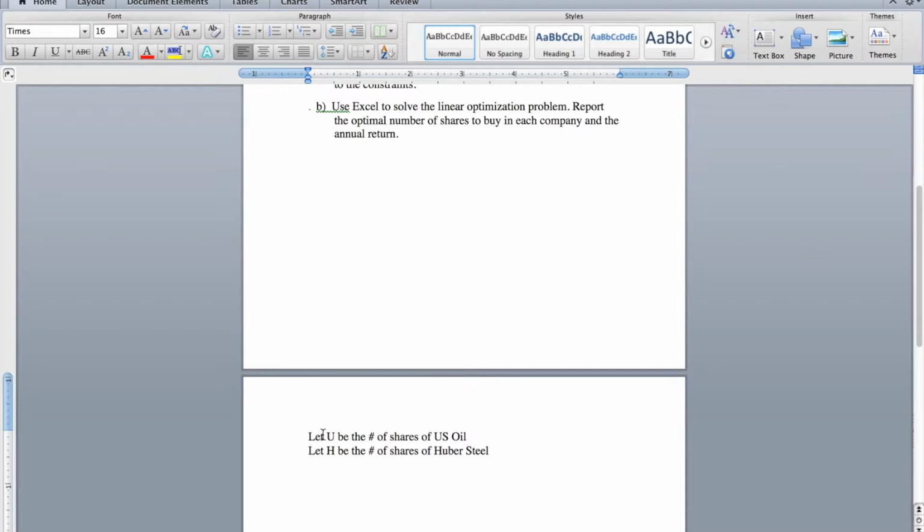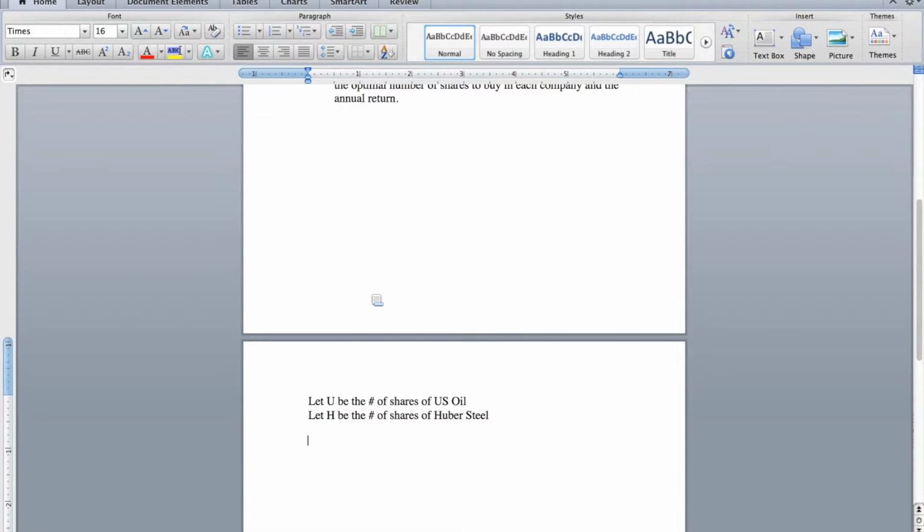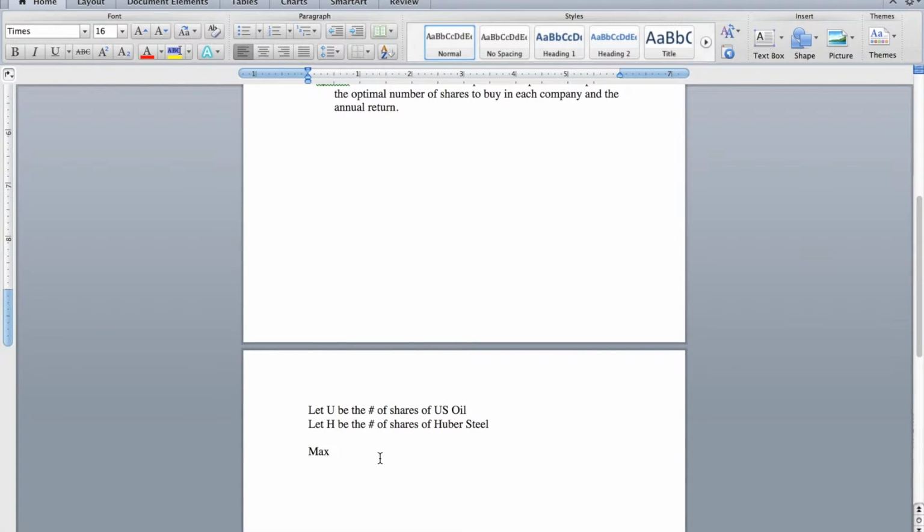And so for our objective function, we're going to find what maximizes. Therefore, we're going to put max, and what we are going to find out is the total annual return. Over here, it tells us that the annual return for U.S. Oil is $3 per share, and the annual return for Hoover Steel is $5 per share. So we're going to put $3 for U.S. Oil plus $5 for Hoover Steel. That's our objective function to solve this problem.